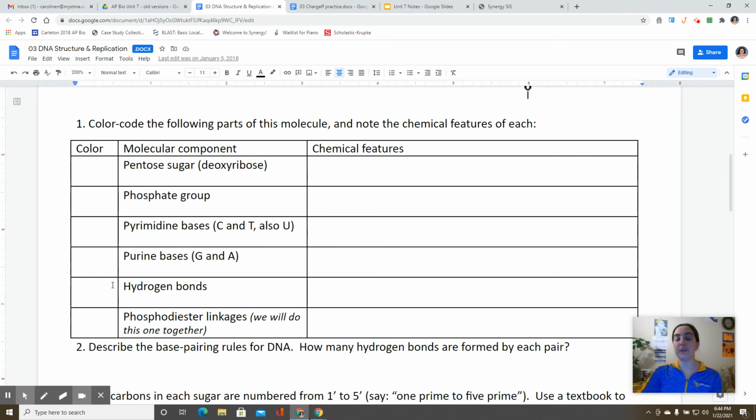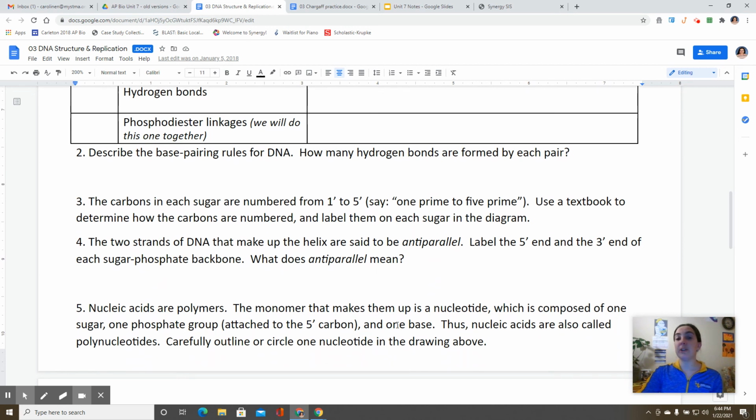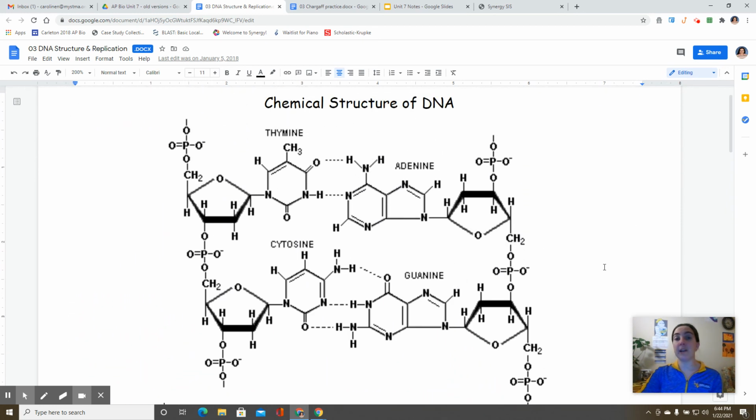But you should be able to figure out these first 5. You can color code them and describe any information that you find about them. Section 3.6 of your textbook will be helpful on this. And then there are a few more questions down here that you can begin to answer. This is the topic that we're going to talk about in class tomorrow. So please spend a little bit of time looking at this diagram and really studying what's in here so that you are familiar with some of the basic parts of DNA before you come to class tomorrow.